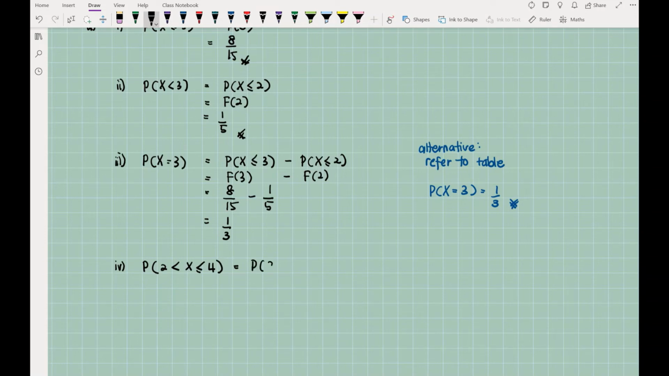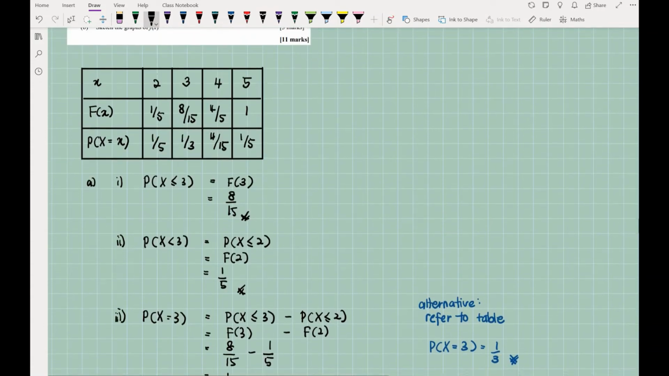Untuk soalan yang seterusnya, iaitu soalan yang ketiga. So, di sini kita diminta untuk cari probability x is equal to 3. So, this is why I use my table, supaya now kita tak payah mengira. You nak buat pengiraan pun boleh, yang mana which is just f of 3 minus f of 2. So, by using this, we know earlier that 8/15 ditolakkan dengan 1/5. So, the answer here will be equal to 1/3.